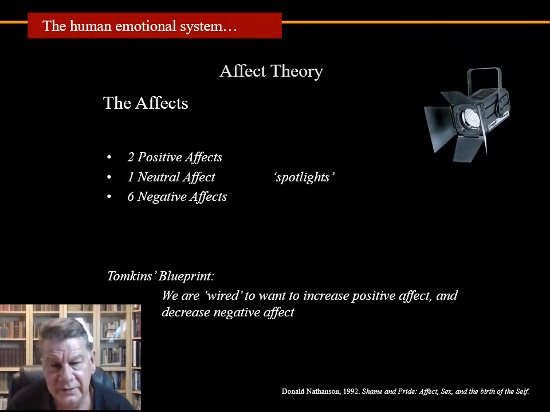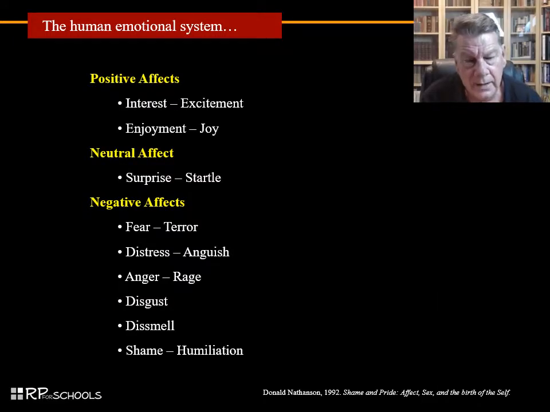Now, from the 9 affects, Tompkins pointed out to us that we are hardwired to want to increase positive affect and decrease negative affect. So a lot of our actions can be understood in terms of seeking positive affect and avoiding negative affect, or reducing negative affect. These are the 9 affects. The 2 positive ones are interest, excitement, and enjoyment, joy. The neutral affect, surprise, startle, just acts as a reset button, so that's why it's neutral. The negative affects are fear, distress, anger, disgust and dismay, and shame, humiliation.